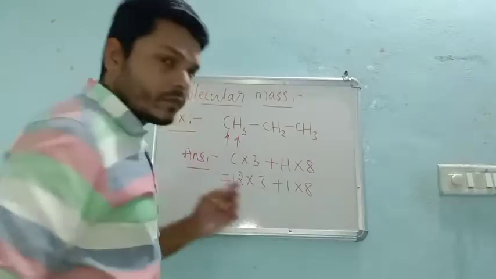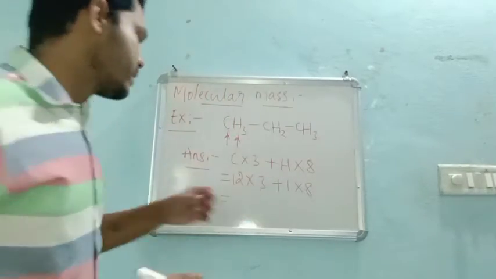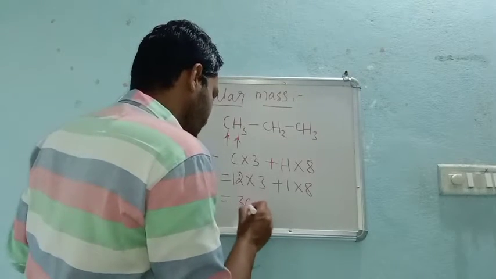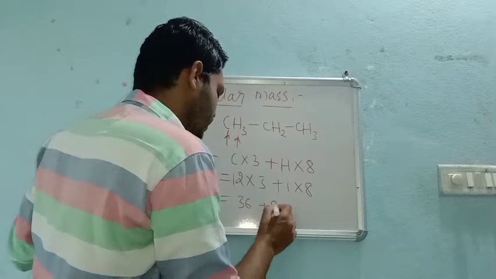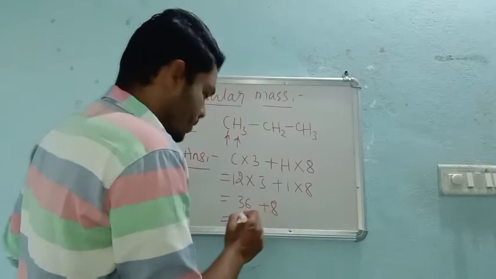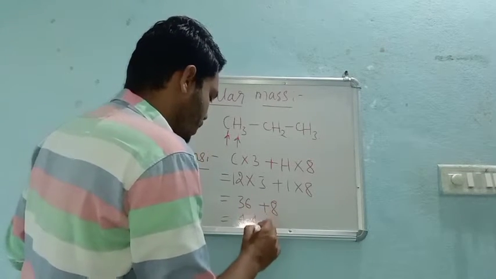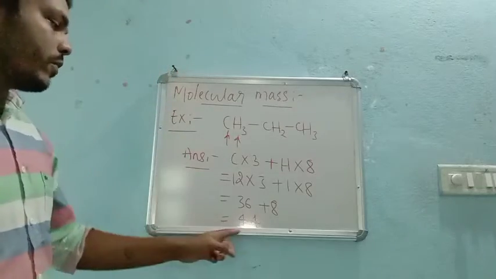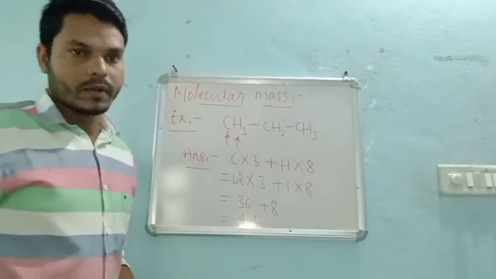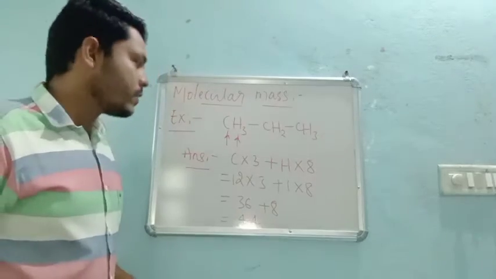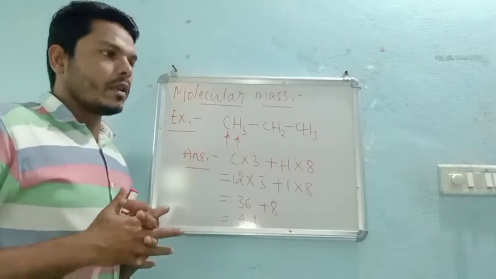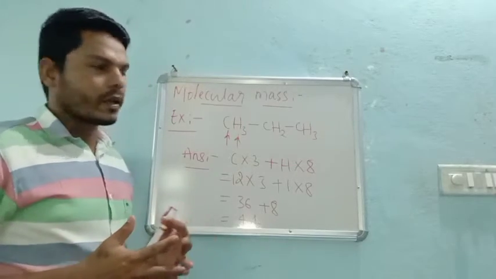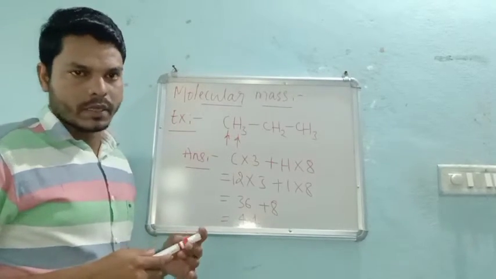Now it is very simple. 12 3s are 36. 36 plus, 1 8s are 8. See, the total molecular mass of this compound will be 44, right? Like this, we can calculate the molecular mass of different chemical compounds, right?